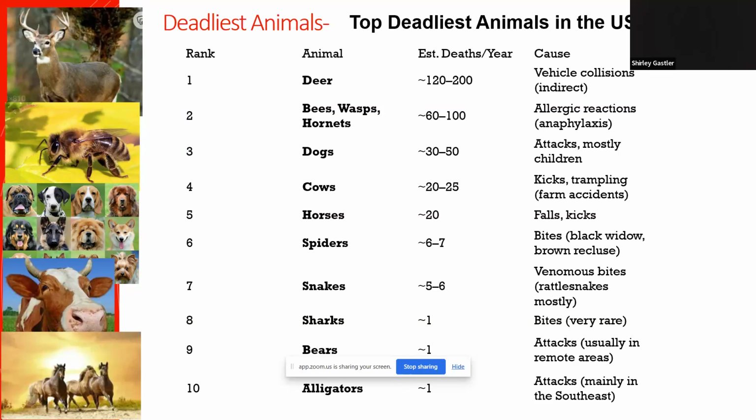And then you've got your big animals, and these are the common ones I hear a lot: sharks, bears, alligators, that kind of stuff. Most of these are somewhere around 1 a year. Especially if you haven't seen the 50th anniversary Jaws documentary, I highly recommend it. It's a lot of fun.